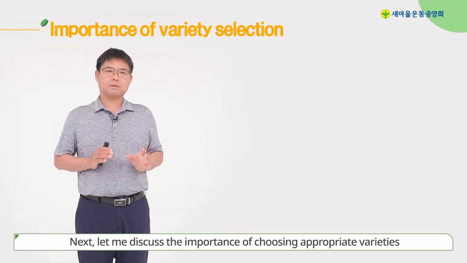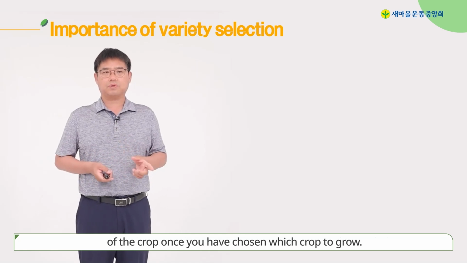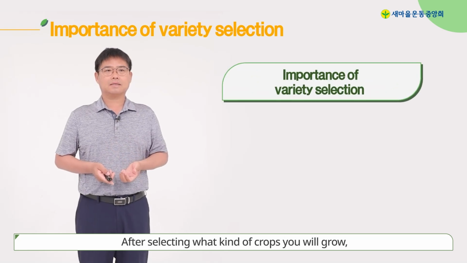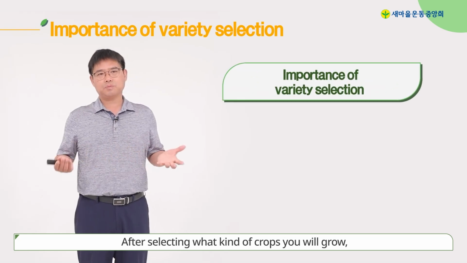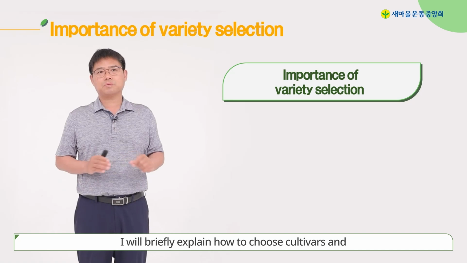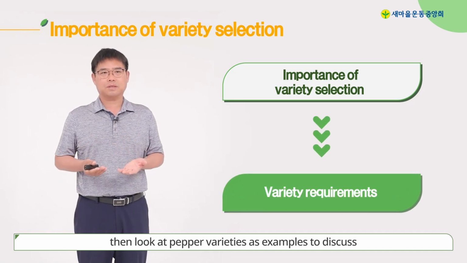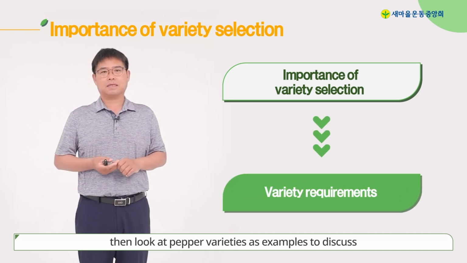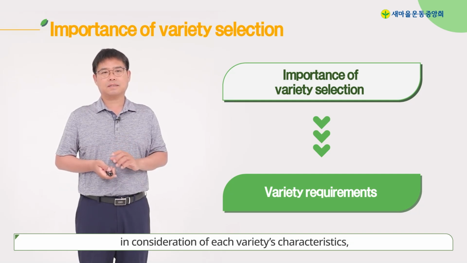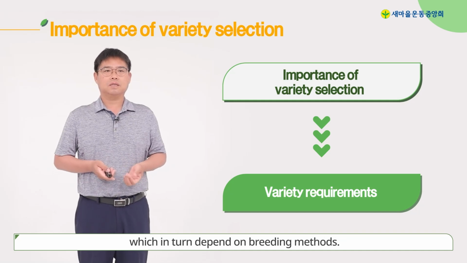Next, let me discuss the importance of choosing appropriate varieties of the crop once you have chosen which crop to grow. After selecting what kind of crops you will grow, it is important to choose the right cultivars. I will briefly explain how to choose cultivars and then look at pepper varieties as examples to discuss the conditions that the crop's variety should meet, in consideration of each variety's characteristics, which in turn depend on breeding methods.